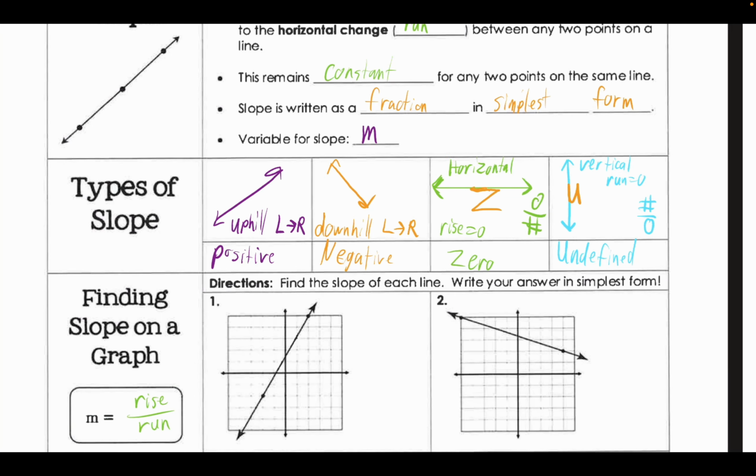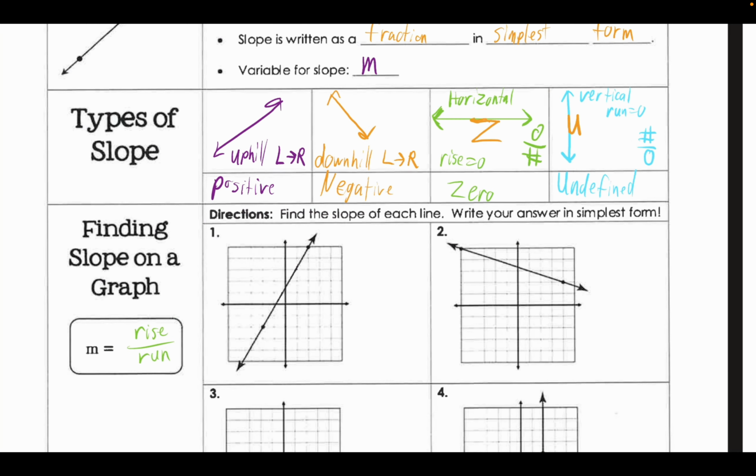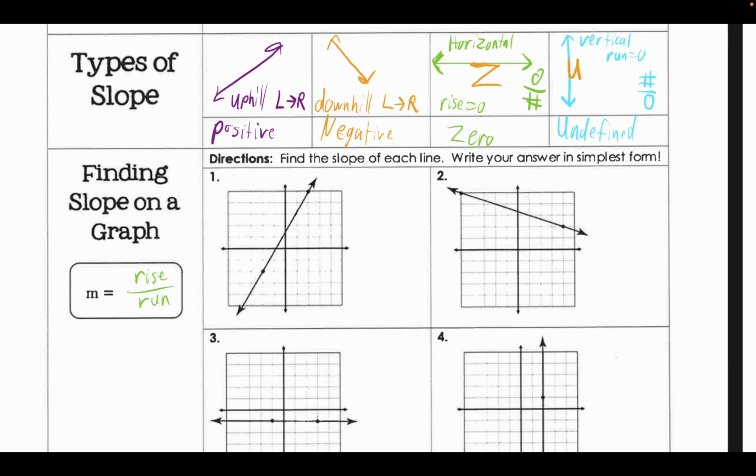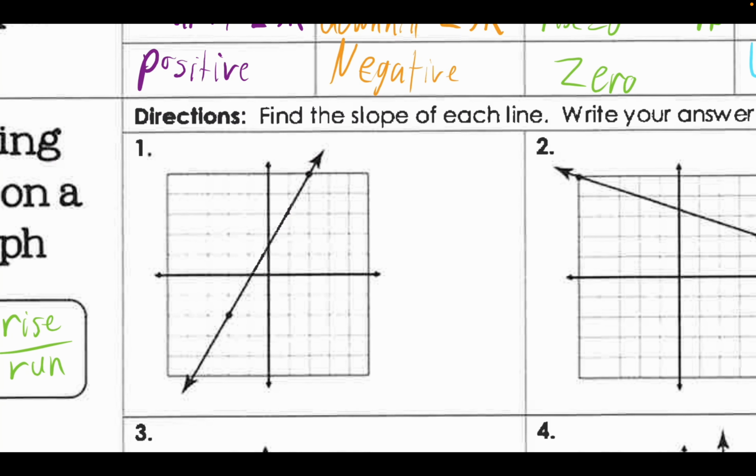So now let's practice finding the slope on these graphs. On number 1 through number 16, quite a lot of these, we're going to find the slope by counting the rise and the run, making them a fraction, and writing our answer in simplest form, so reducing the fraction as needed.